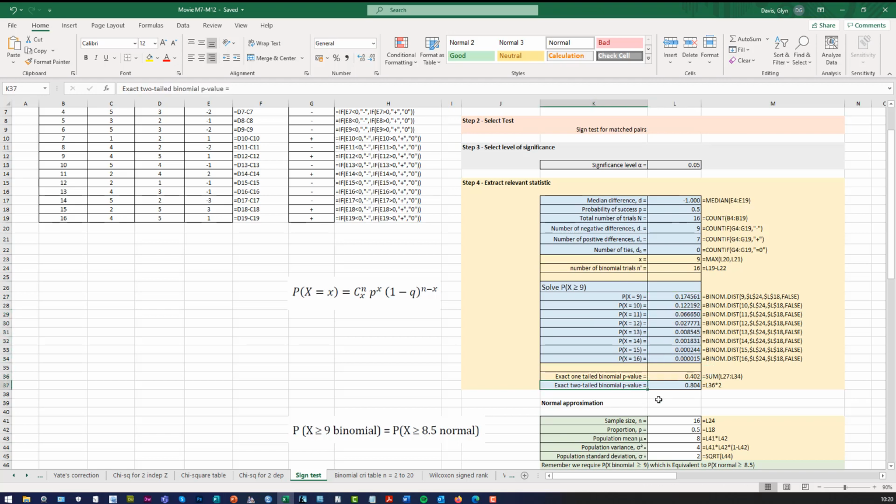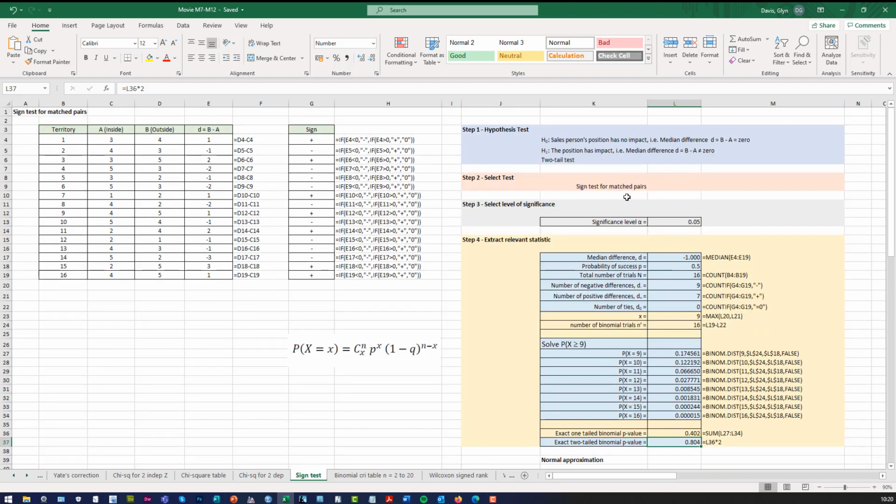And the two-tailed p-value is that number doubled to give us 0.804. So you can see in this particular case that the exact two-tailed binomial p-value is 0.804, which is a lot greater than 0.05. So we reject the null hypothesis. We accept the alternative hypothesis that the position has impact. So there's a significant median difference from 0.